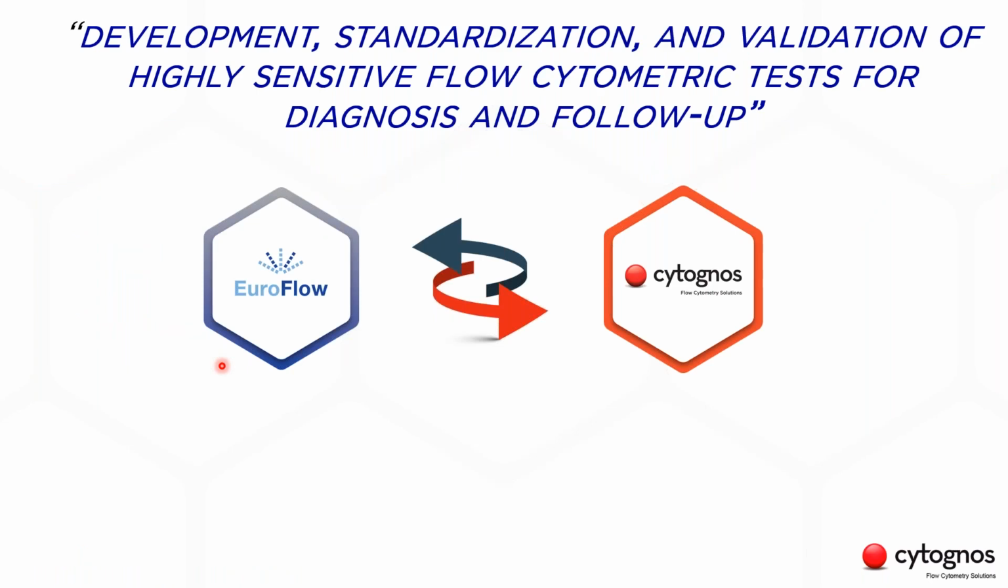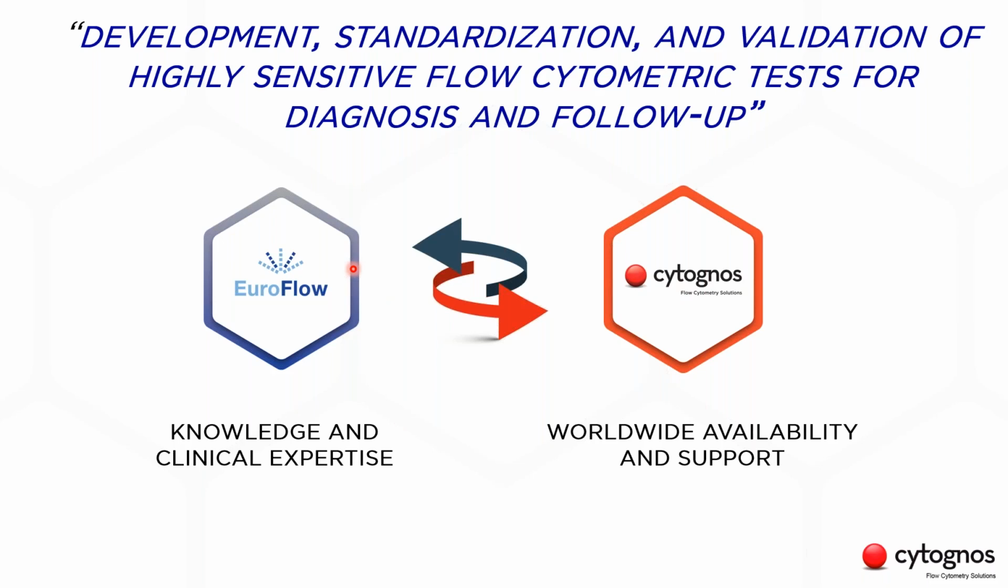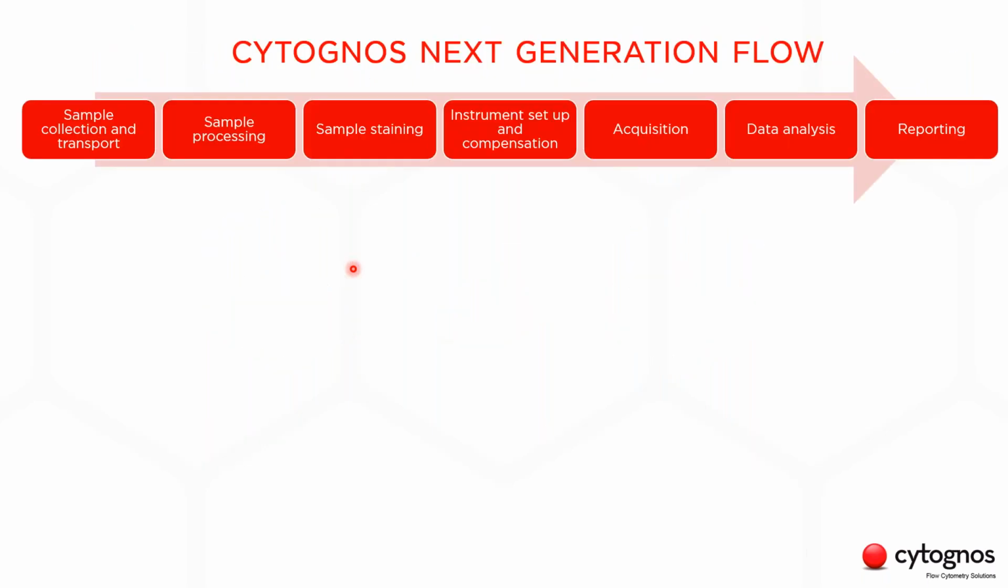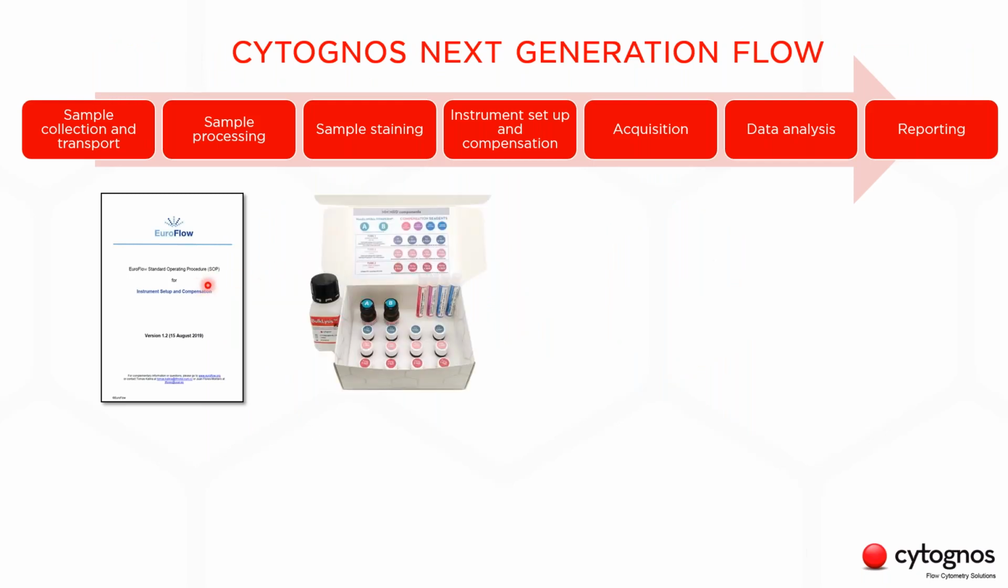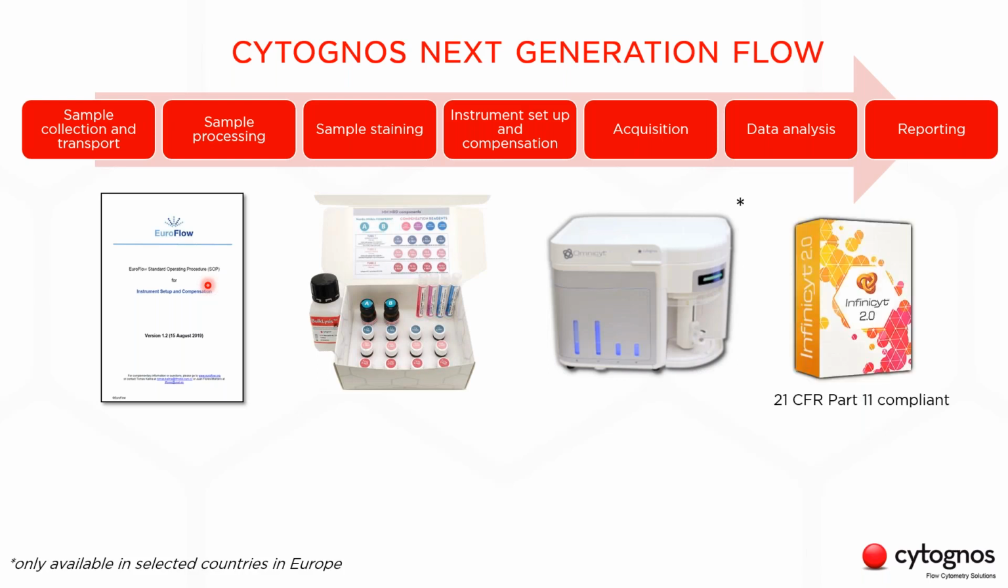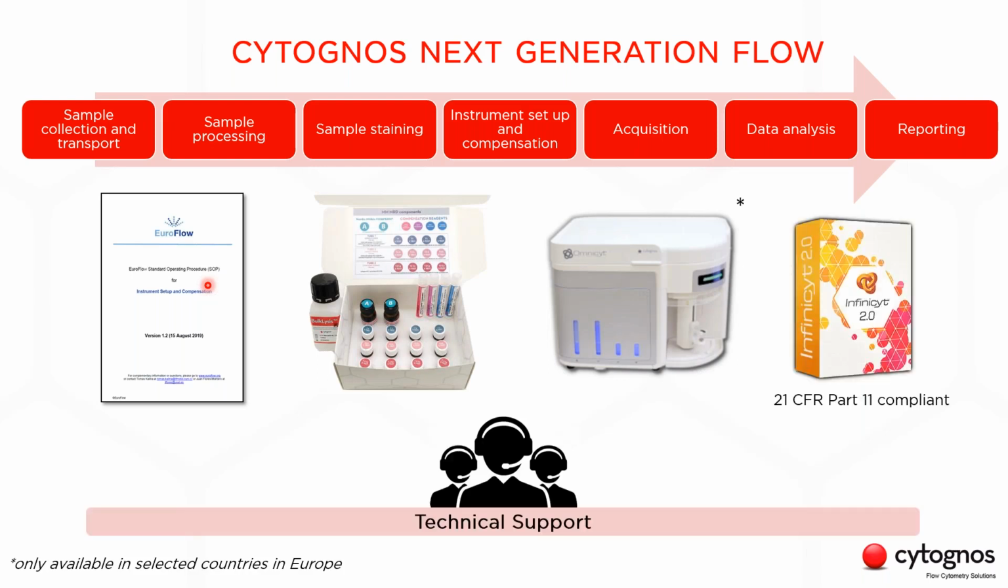Therefore, the EuroFlow goal is to provide a standardized and validated highly sensitive flow cytometry test for diagnosis and follow-up of patients, and that requires a close collaboration between the industry and academia. Thanks to this collaboration, Cytognos can bring the EuroFlow method as a ready-to-use flow solution for any lab in the world. That is what we call next generation flow solutions, and that includes the laboratory SOPs or standard operating protocols, the dry-down antibody kits, the Omnisite instrument, the Infinicyt software package, and ongoing training and support to help you along the way.